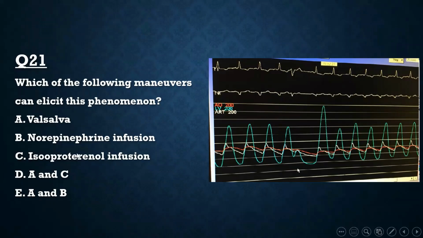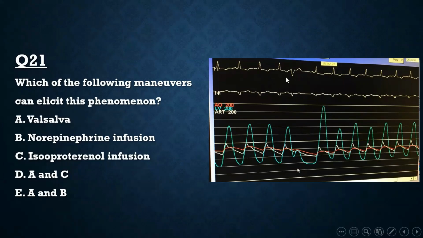Isoprenaline or isoproterenol infusion. What is the role of isoproterenol? Leading to peripheral vasodilatation and increased heart rate. Peripheral vasodilatation leads to decreased afterload. If the afterload is decreased with increased pressure in the LV, there will be a dynamic obstruction across the LVOT, and this leads to augmentation of this phenomenon. So this is regarding isoprenaline or isoproterenol and Valsalva.